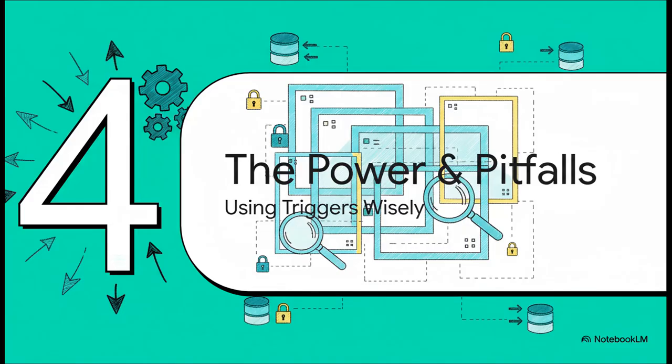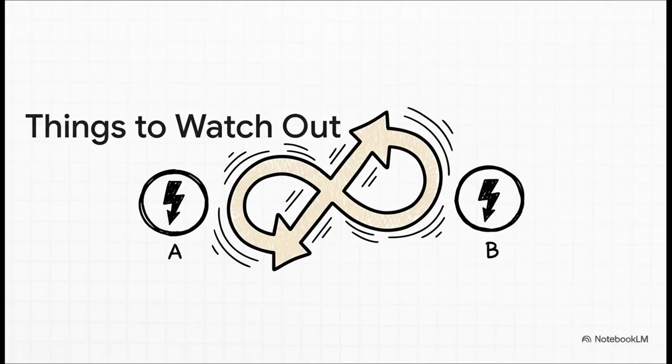Now, as you can imagine, with all this incredible automated power comes some responsibility. Triggers are amazing, but if you're not careful, they can also introduce some pretty tricky problems into your system. The biggest one, the one you really have to watch out for, is recursion. Just imagine this. Trigger A makes a change that fires trigger B, but then trigger B makes a change that fires trigger A all over again. You see the problem? You've just created an infinite loop that can absolutely bring your database to its knees. You have to plan out these interactions very, very carefully.